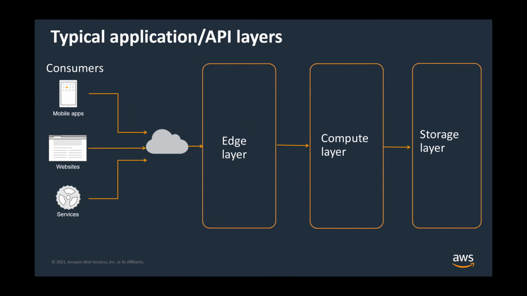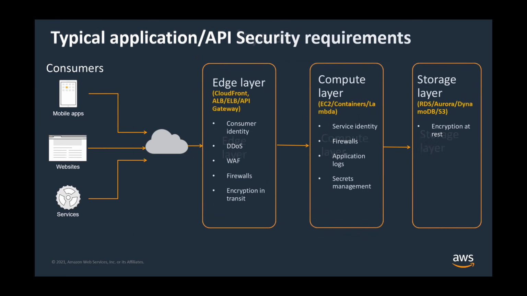So a typical application, right? Consumers, mobile apps, websites out in the world, they have an edge layer, that compute layer, and storage layer, right? So if you start dropping some things in there, right, this is what it would look like. We may have the DDoS, right, from Shield and the WAFs deployed. So we know we're good there, but as they start deploying applications, developers, how are they handling things like consumer identity? Who's accessing the application?